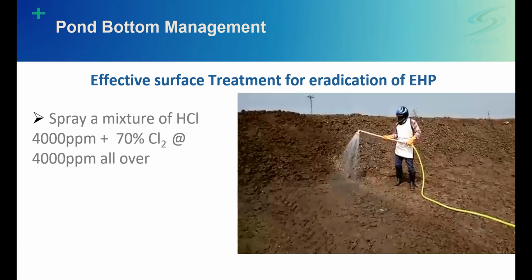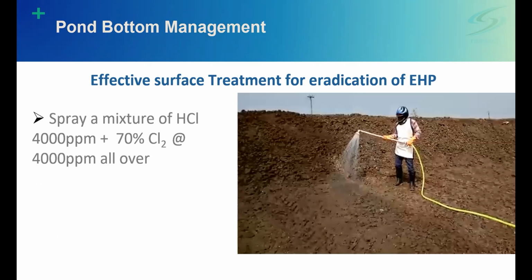The same thing you have to repeat on the next day. Once you apply caustic, the soil pH is very, very high, and you have to bring it back to normal, or neutralize it, using acid. Acid works for neutralization, and at the same time it also helps to reduce EHP infection, because low pH is also much more helpful. HCl, hydrochloric acid, is the cheapest source to do this job. Sometimes you get it for less than 5 rupees per liter. You use the same quantity, like 4 liters per ton of water, which is 4,000 ppm.